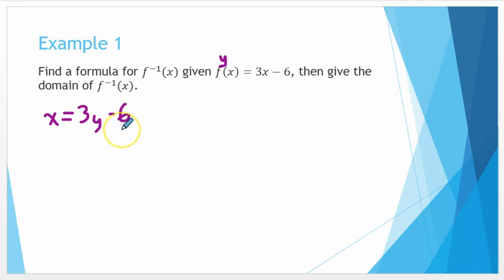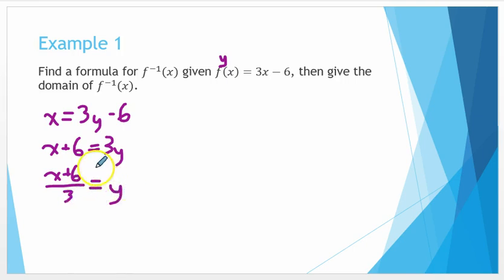So following order of operations kind of backwards, basically, I'm going to add 6 to both sides. And then I would divide everything by 3. So the other side's going to end up being x plus 6 all over 3 equals y. Once you have solved the flipped equation for y, that is your inverse. So I would now write my answer as something like f to the negative 1 of x equals x plus 6 over 3.